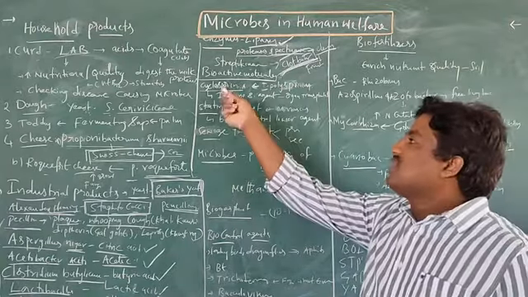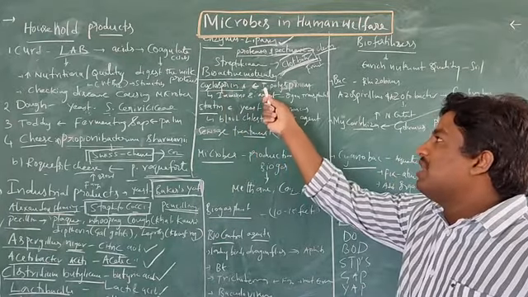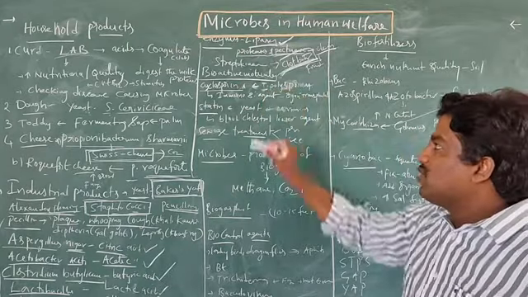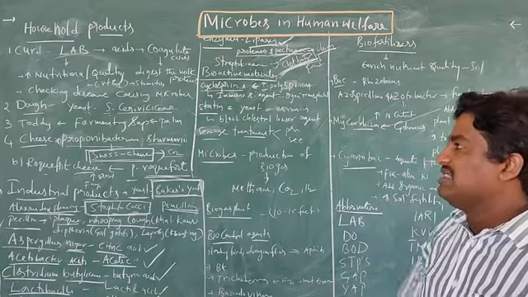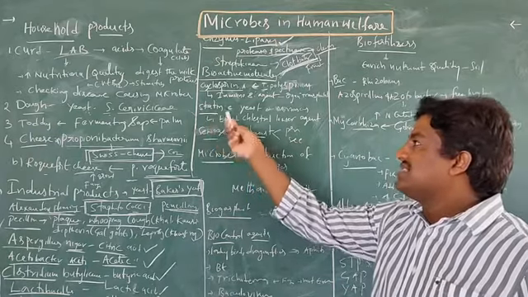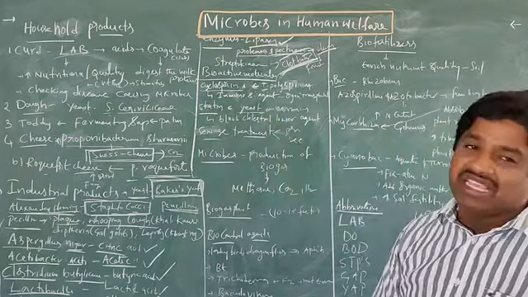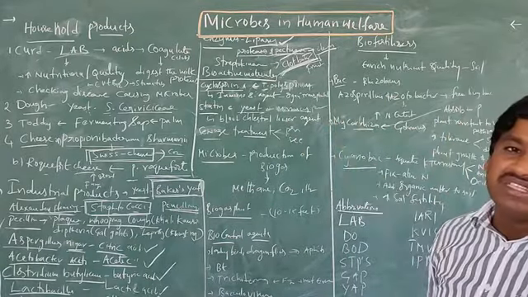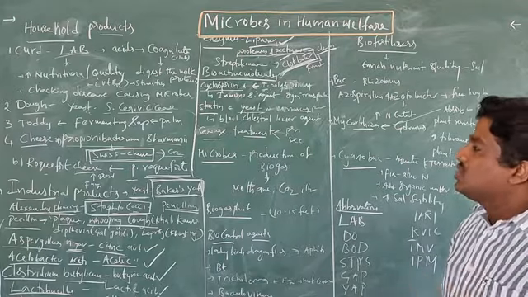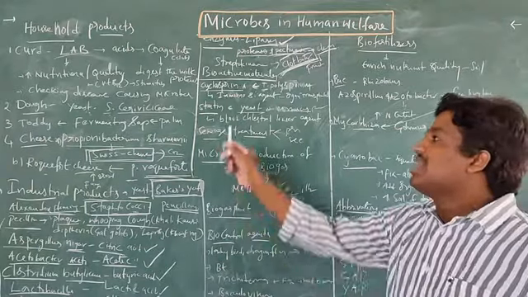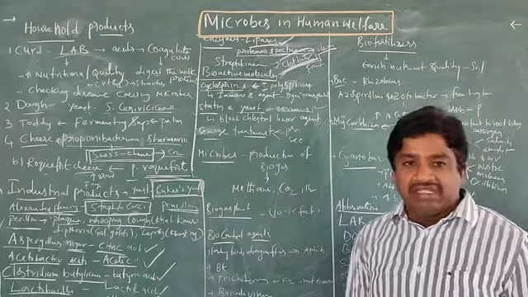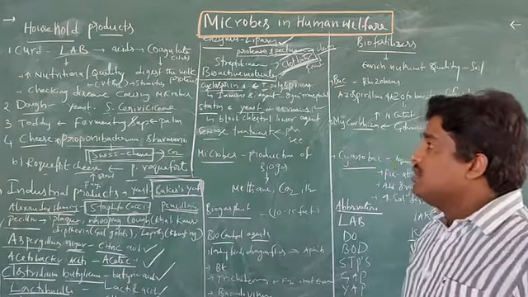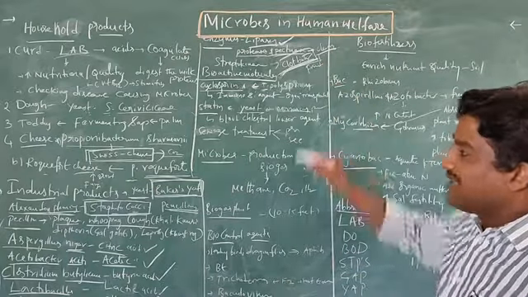So cyclosporin A comes from Trichoderma polysporum, a fungal organism. And statins come from the yeast Monascus purpureus. Statins are used as blood cholesterol lowering agents. These are the bioactive molecules.